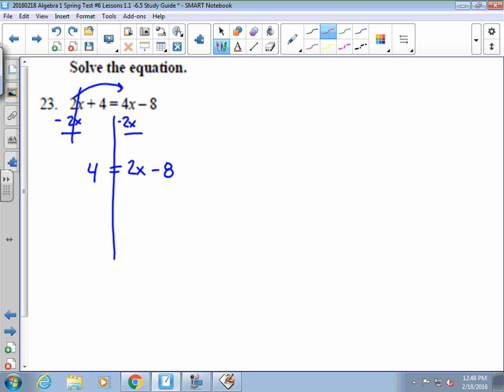Then bring over -8 to the opposite side now that we're trying to leave our x's on the right. -8 is undone by adding 8. When you do it to the right again, do it to the left. 4 plus 8 is 12 is equal to 2x. And then in order to get x by itself, divide by 2 on both sides to get x's value equals 6.